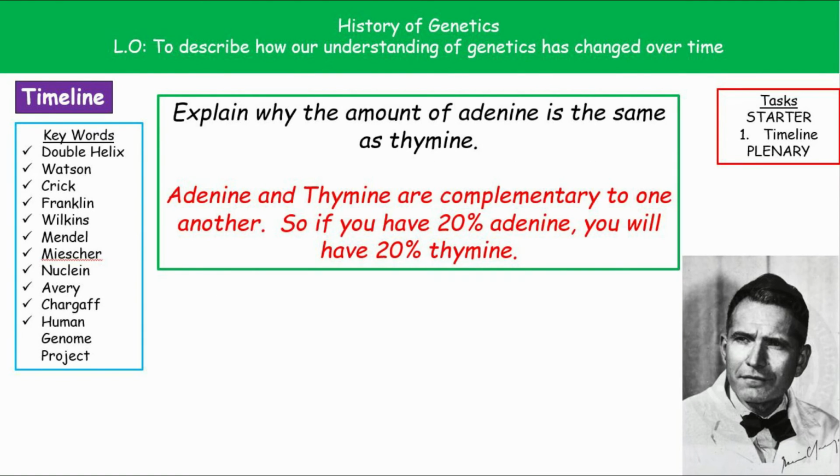Hopefully what we remembered is that those are the complementary base pairs. So if we've got adenine at 20%, because that always pairs to thymine, you must have 20% thymine. So because they're complementary to one another, we have the same amounts of those base pairs.